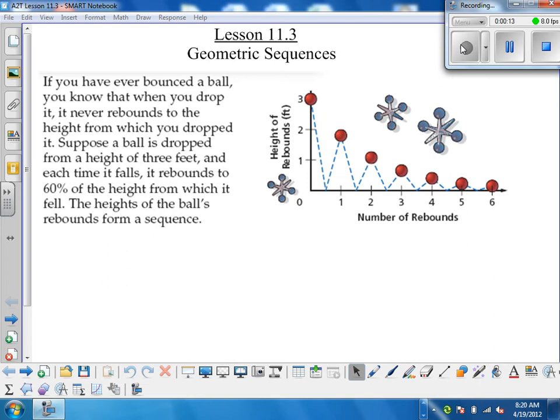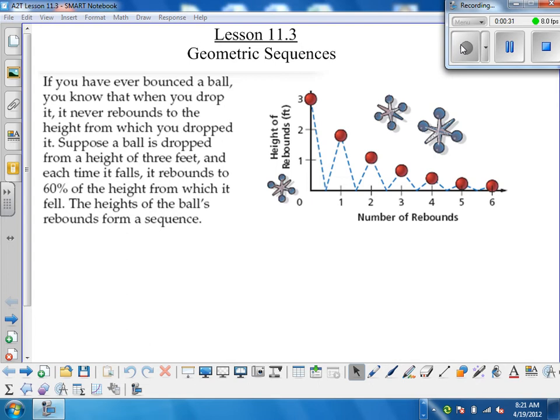Here's an example, not in your notes, but take a look at if you've ever bounced a ball. You know that when you drop it, it never rebounds to the height from which you dropped it. Suppose a ball is dropped from a height of 3 feet. Each time it falls, it rebounds to 60% of the height from which it fell. The heights of the ball's rebounds form a sequence.